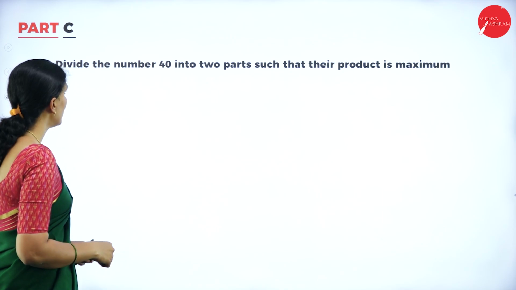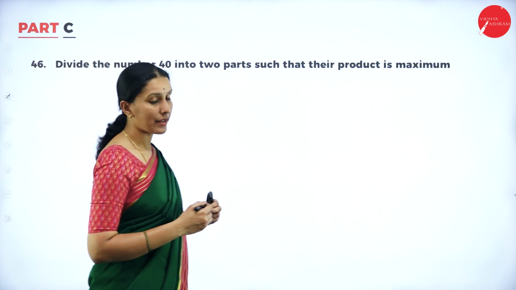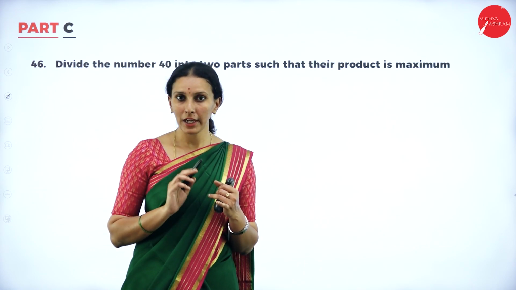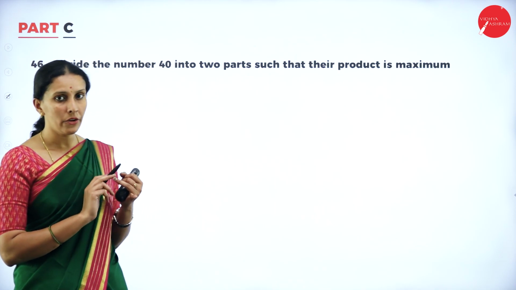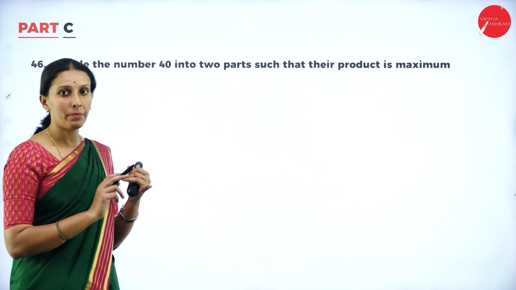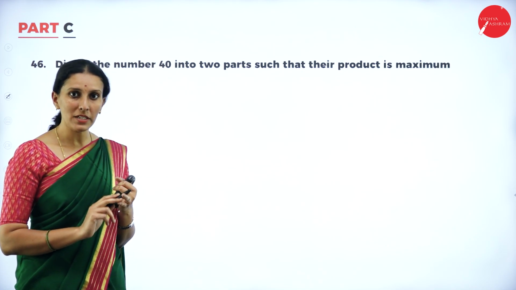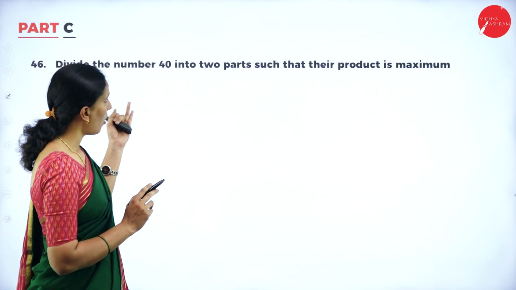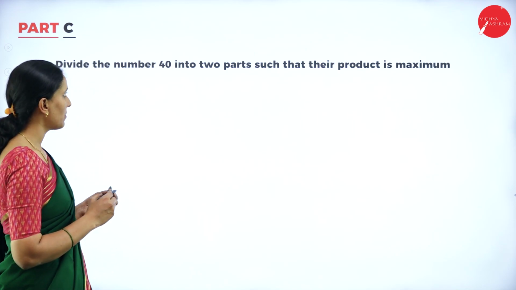Next we have: divide the number 40 into two parts such that their product is maximum. So from the chapter application of derivatives, you will get two questions. One question will be from the rate measure. The other question may be from increasing or decreasing function, or on the application of commerce, that is a cost or revenue function, or from maxima and minima. So here is a question from maxima and minima.